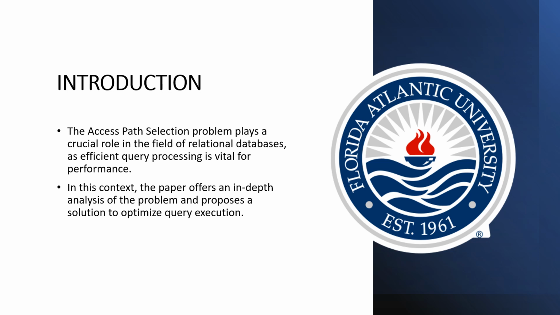The efficient processing of database queries is a crucial factor for achieving optimal performance in relational databases. The access path selection problem, in this regard, involves selecting the most efficient way to access data in a database for given queries. In this presentation, we will discuss in detail the access path selection problem, its importance in the context of relational databases, and the proposed solution to optimize query execution. So let's delve deeply into the details and explore this topic further.